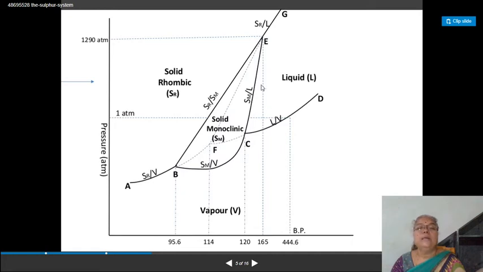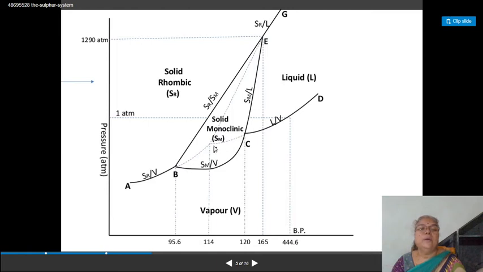This curve is also a univariant curve. Then along this curve EG, two phases are in equilibrium. Sulfur rhombic is in equilibrium with sulfur liquid. And again, this curve is a univariant system. Then we will see the triple points in the diagram.